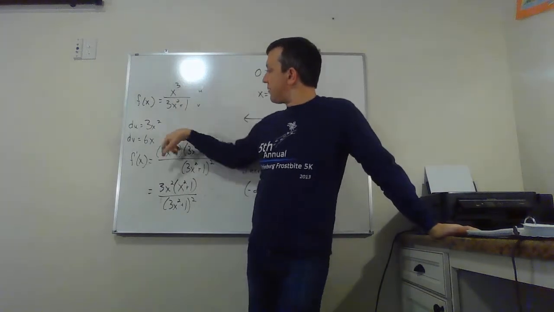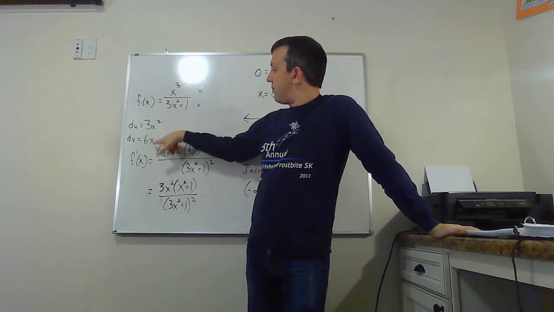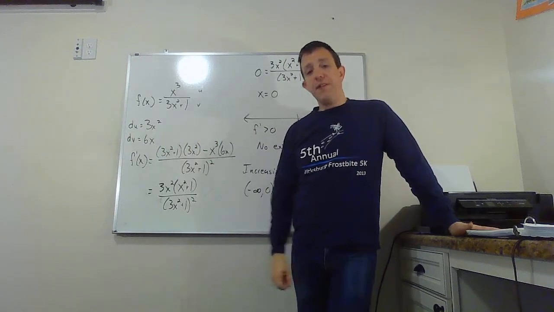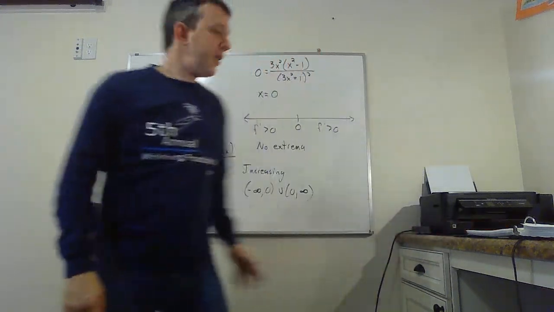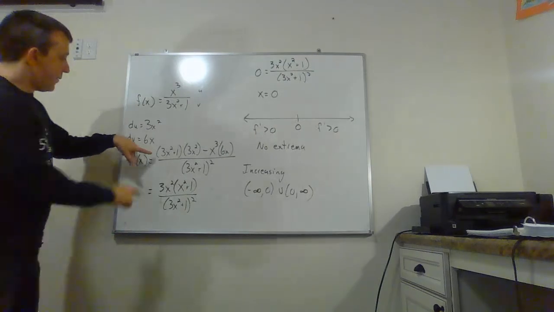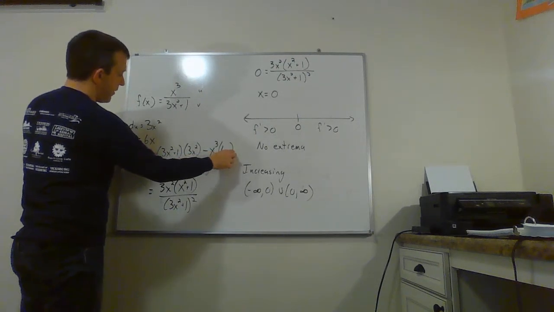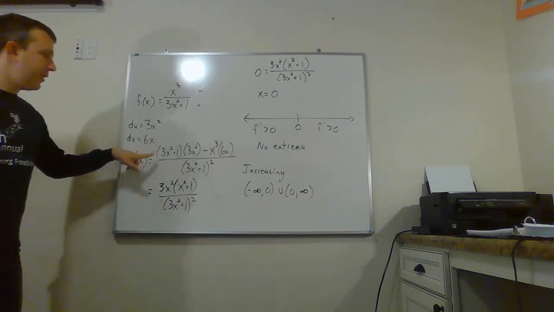And I took those little derivatives. The derivative of the top is 3x squared and the bottom is 6x. And then I pieced together the derivative using the quotient rule. So you can see I have the bottom piece times the derivative of the top minus the top times the derivative of the bottom all over the bottom squared.